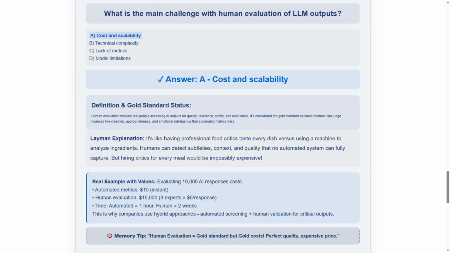Quality costs money. Here's a real example with actual values. Evaluating 10,000 AI responses costs: automated metrics cost $10 and take 1 hour. Human evaluation costs $15,000 with 3 experts at $5 per response and takes 2 weeks. This is why companies use hybrid approaches, automated screening plus human validation for critical outputs. Perfect but pricey. The memory tip: human evaluation equals gold standard, but gold costs. Perfect quality, expensive price. Think premium evaluation.